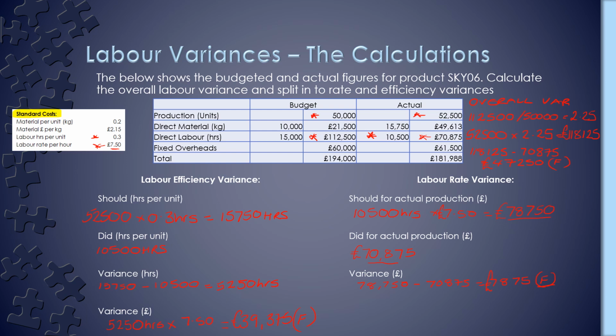So let's do what we done on the last slide then and add these together. So we had our efficiency variance of £39,375. We had our rate variance of £7,875, and when you add those together you get an overall variance of £47,250 favourable, and that brings us back to our overall variance as well.